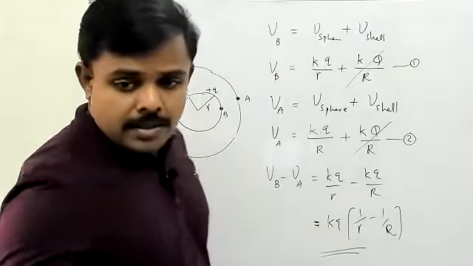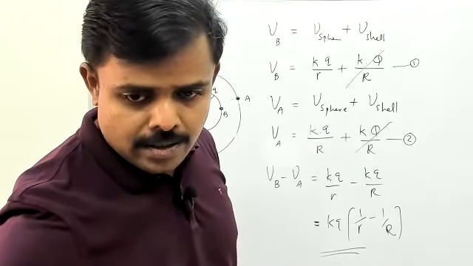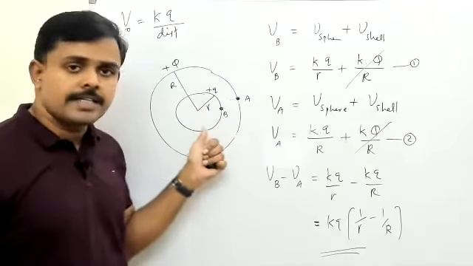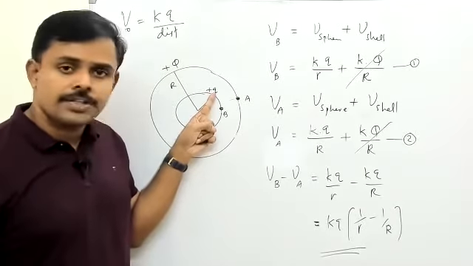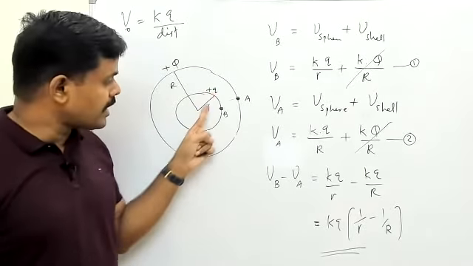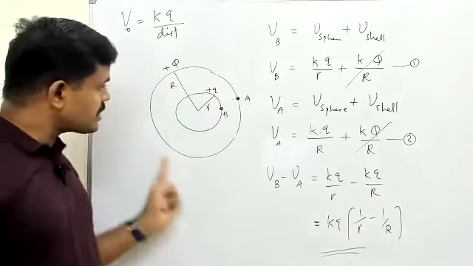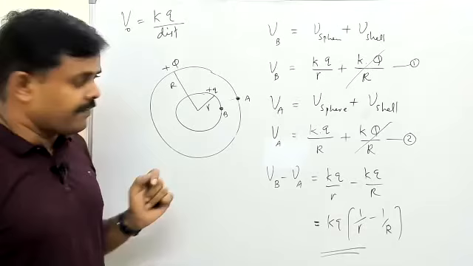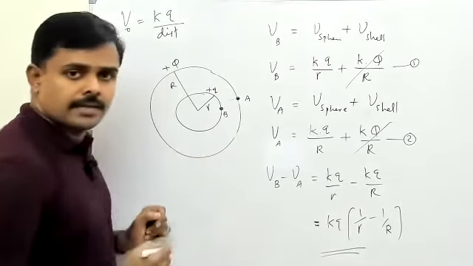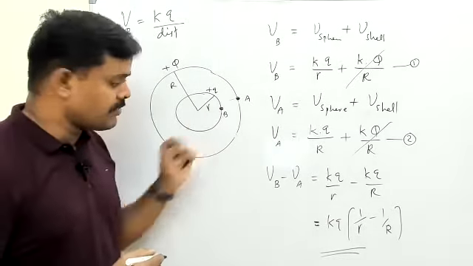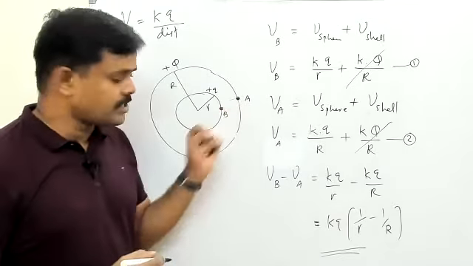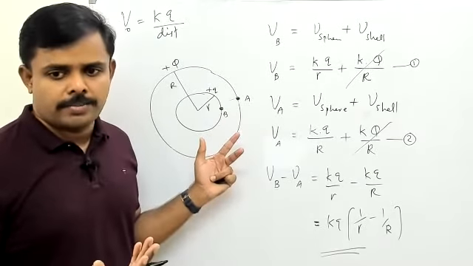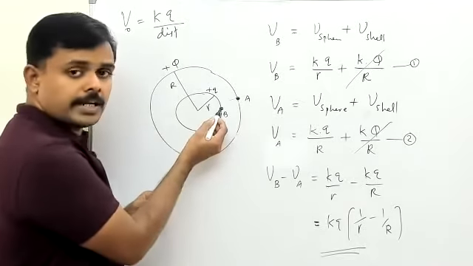Okay. Did you understand? So we have a spherical shell inside which a sphere is kept. Sphere has a charge of small letter q. Sphere has a radius of small letter r. Shell has a charge of capital letter Q. Shell has a radius of capital letter R. I'm finding potentials at B and A. Where is B? On the sphere. Where is A? On the shell. So potential at A will have two components. Potential at B also will have two components.